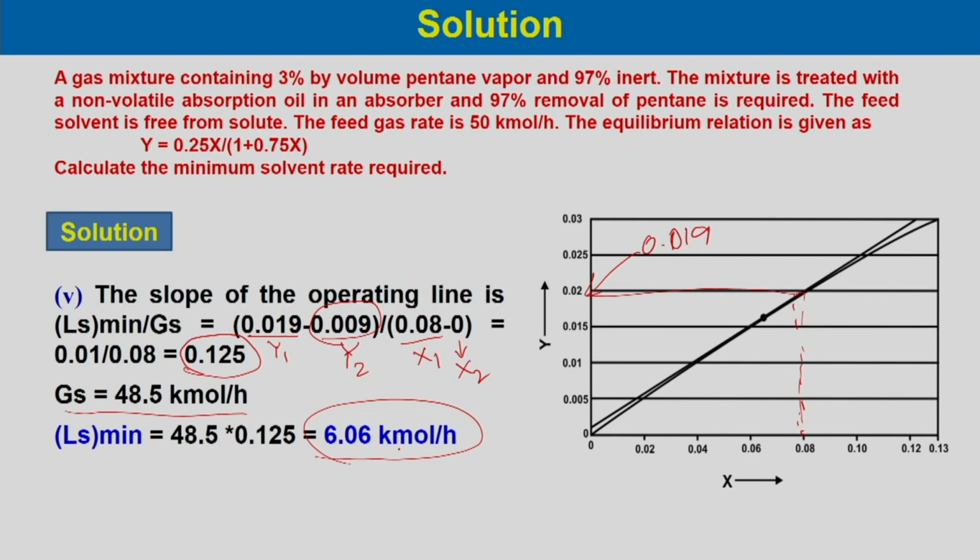So, this way we can calculate the minimum liquid flow rate. Now, for practical application, if it is given the actual liquid rate you need to use for the particular operation, then use that. If it is not given, then you can use some factor between 1.2 to 2 to calculate the actual liquid flow rate required for that separation process.